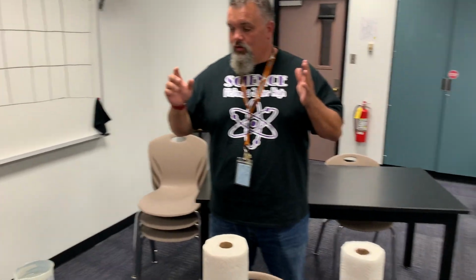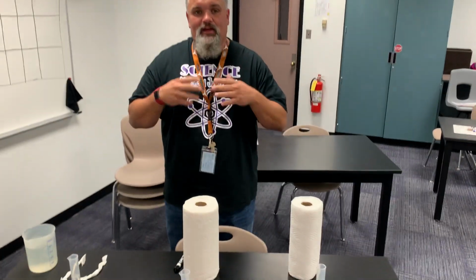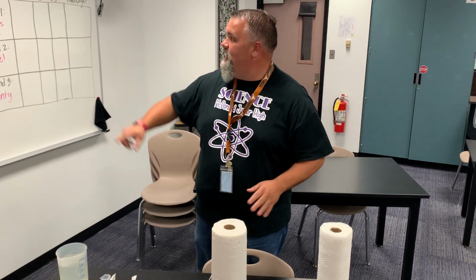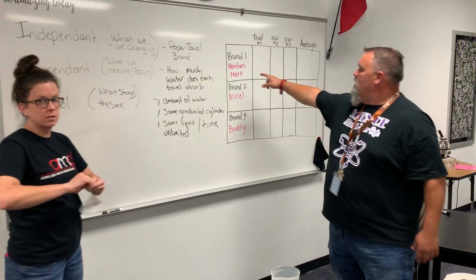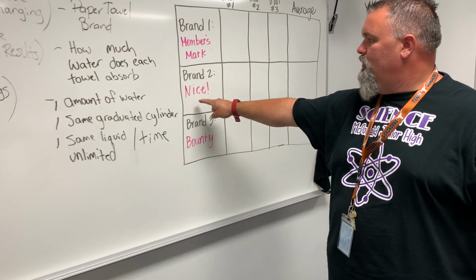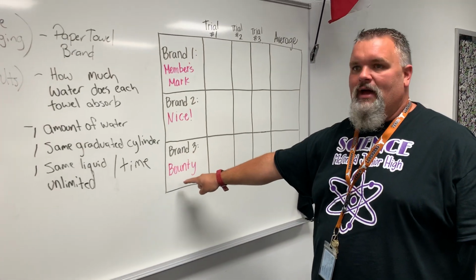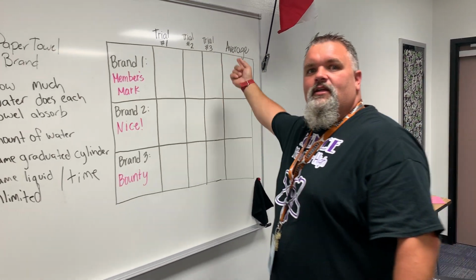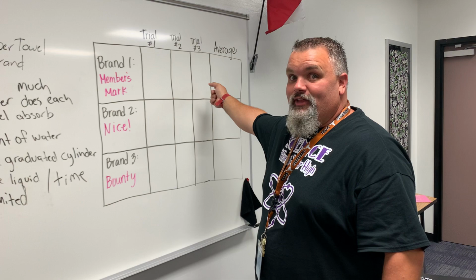So this experiment's a lot of fun because what we're doing is we are going to do it 3 times to make sure there's no error on our part. And we're going to write it up here on the trial board. So we have brand 1, Members Mark, brand 2, Nice, brand 3, Bounty, trial 1, trial 2, and trial 3, and the average. Got to make sure you do the average.